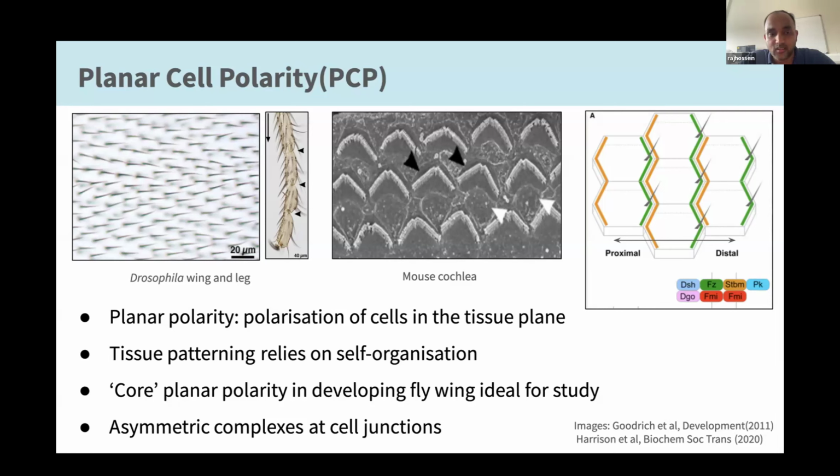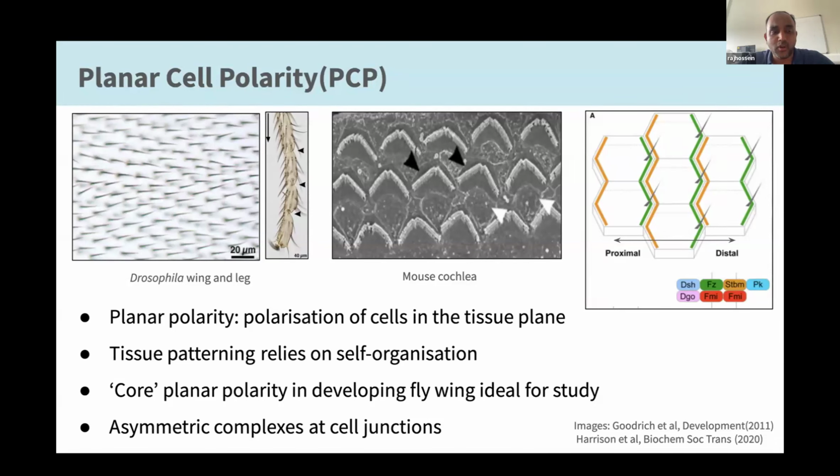planar cell polarity is observed in epithelial tissue, which forms the outer surface of the organisms, and it is manifested by hair-like structures. So what we see here are the hairs in Drosophila wing and leg, and also in the mouse inner ear cochlea. The hairs are oriented in the same direction in this image. Now, abnormalities in this planar cell polarity lead to embryonic development defects such as neural tube closure defects, heart defects, even deafness.